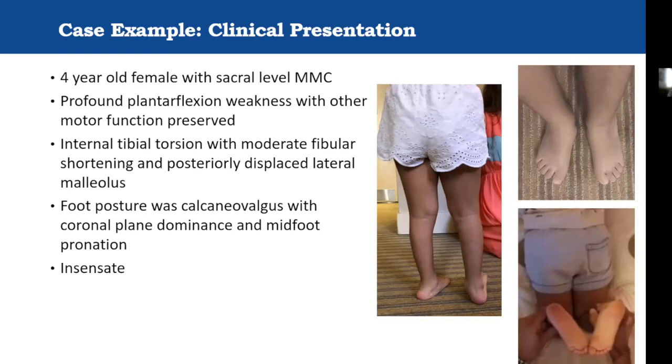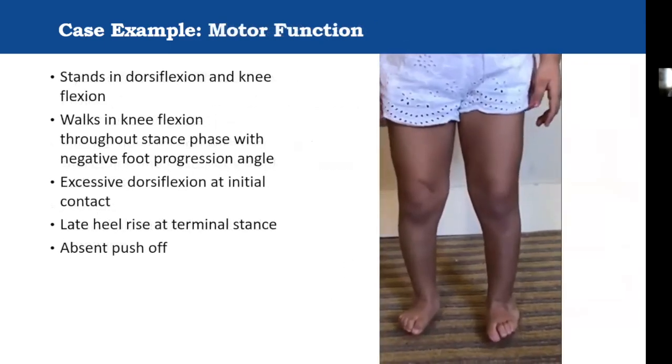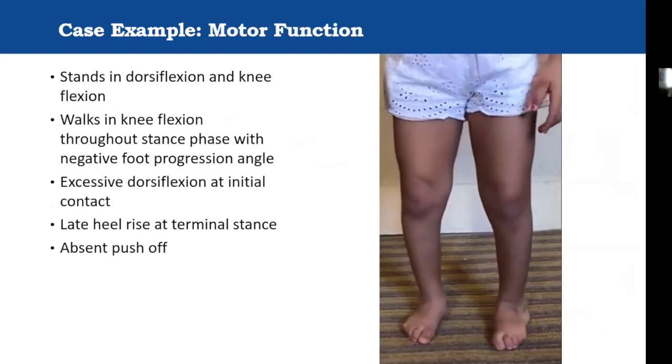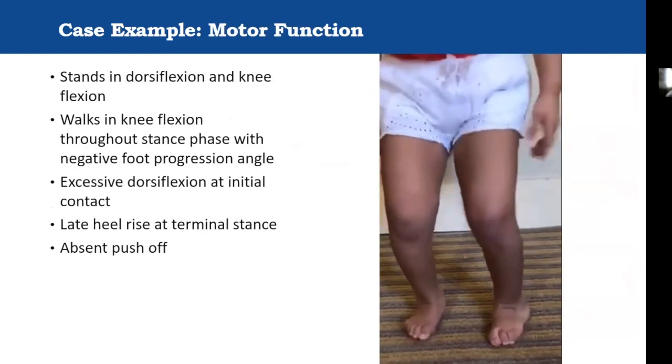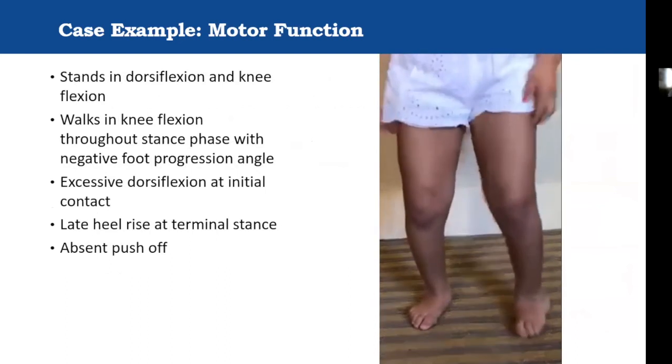Her foot posture was calcaneal valgus with coronal plane dominance, so a lot of hindfoot was involved in her pronation. Most of that did not appear to be coming from the shortening of the fibula. There's midfoot pronation as well, so there's abduction in the midfoot, and she was also insensate. This is what she looks like trying to jump. Of course, she has no plantar flexors, and she tends toward excessive dorsiflexion, which causes her to walk in knee flexion throughout stance phase. She's not ever achieving full knee extension, which you would expect to be energy consumptive. She also has poor foot positioning at initial contact, excessive dorsiflexion at initial contact, and as you would expect, a late heel rise in terminal stance and no push off.